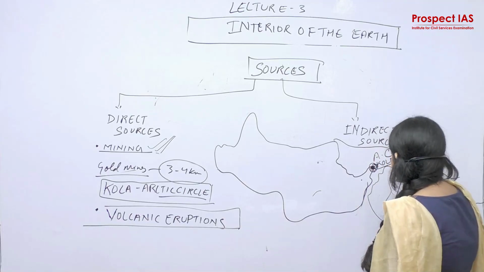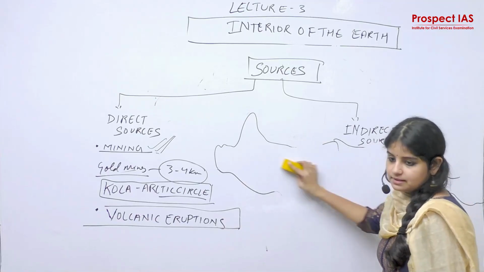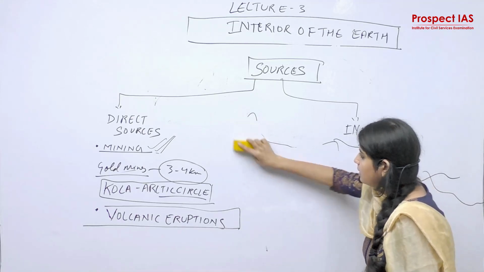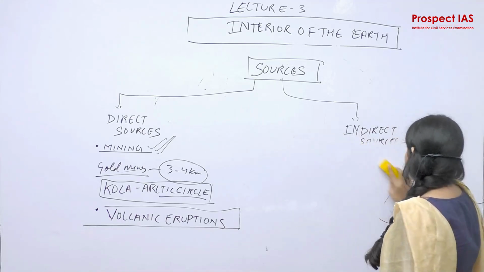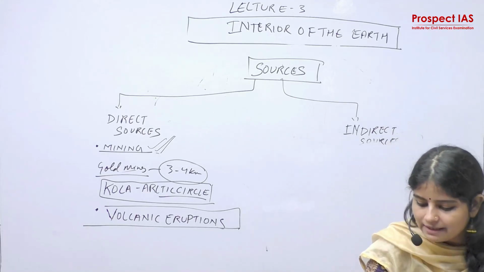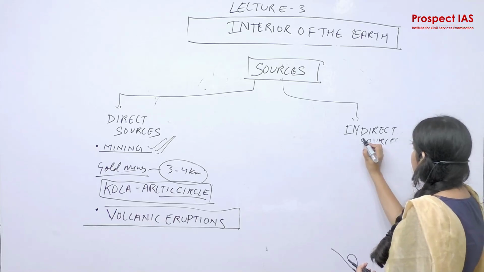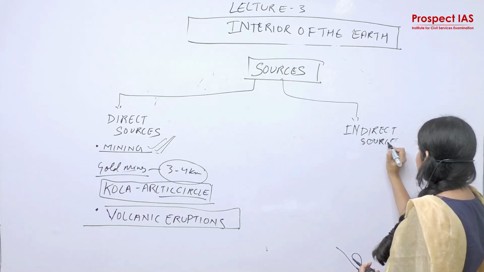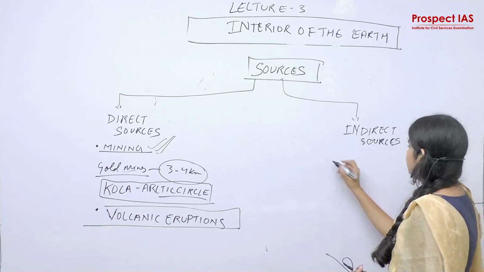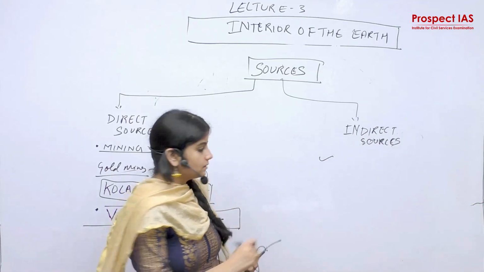But in indirect sources, we need to estimate and infer the substances. Here we cannot be correct in all manner. But yes, scientists are expanding their views of thought. So yes, to study the interior of the earth, here we have indirect sources as well. So the first source is what? A meteor.